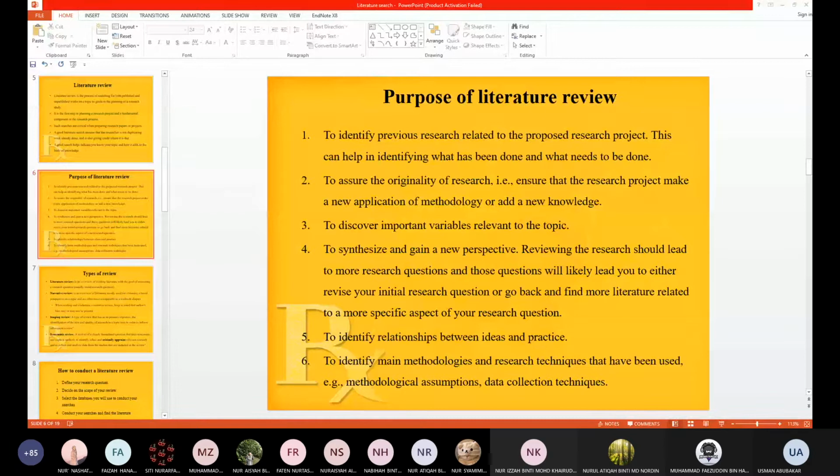Have you heard of the term scoping review? No. Scoping review is closely related to systematic review because the procedure is just as rigorous as a systematic review, but the difference is just in the nature of summarizing the evidence.